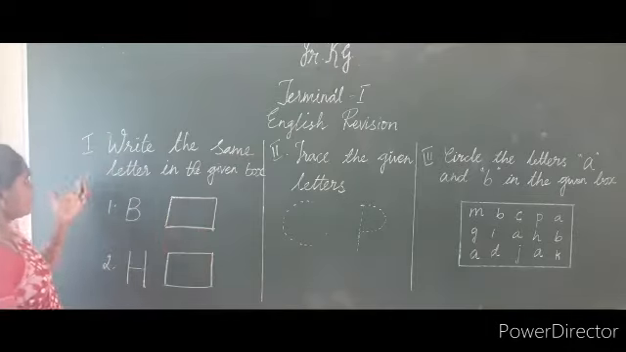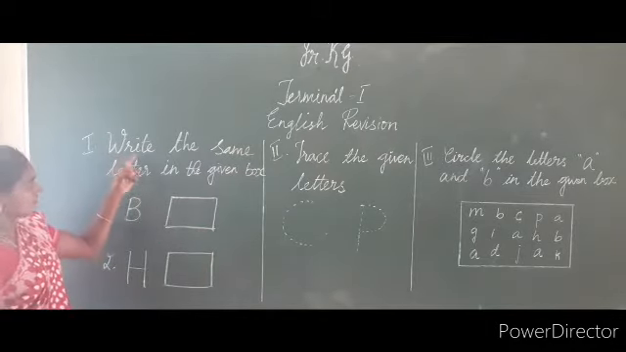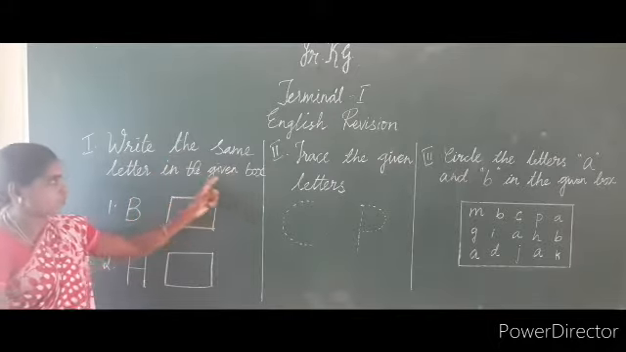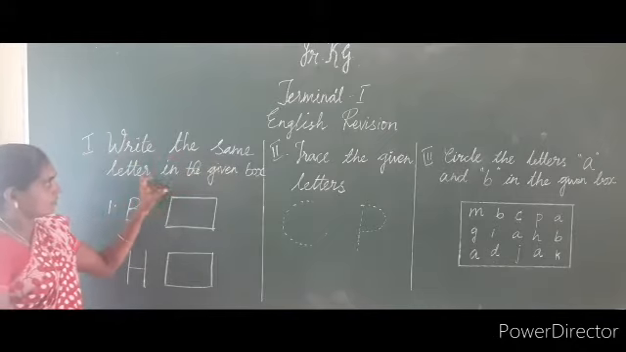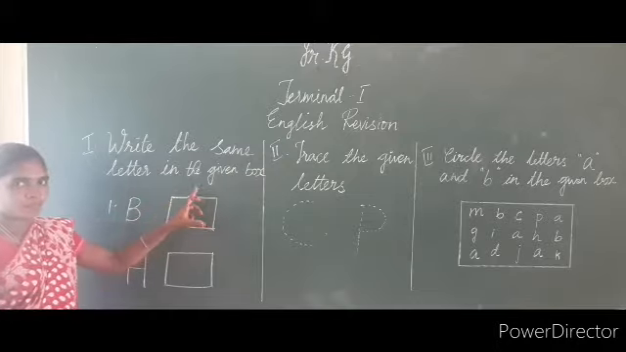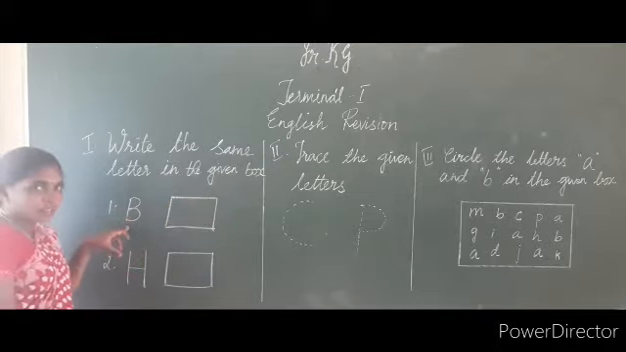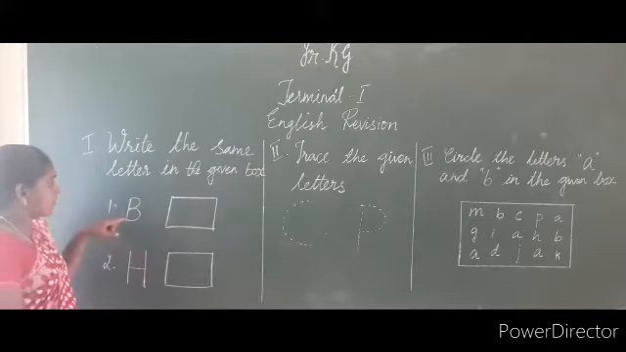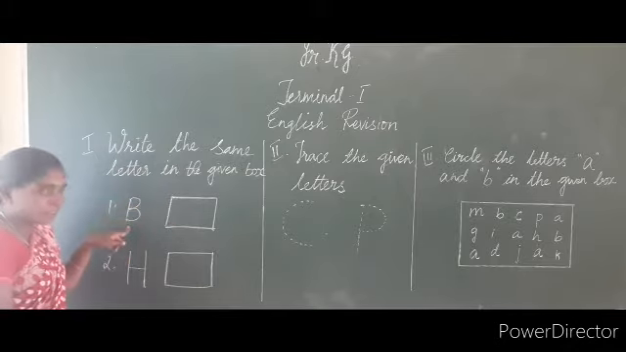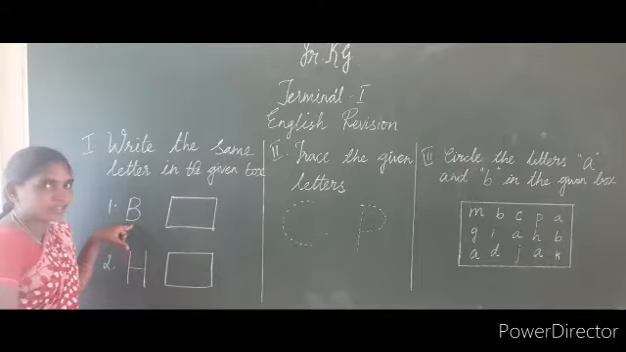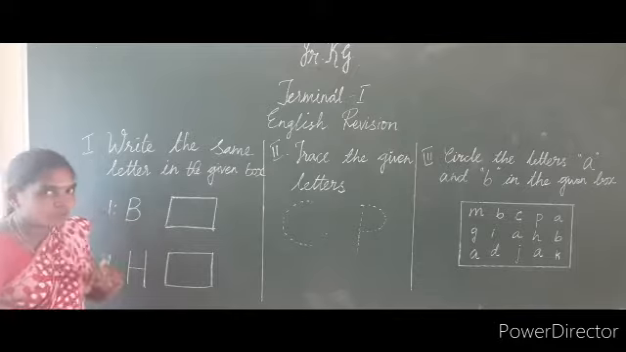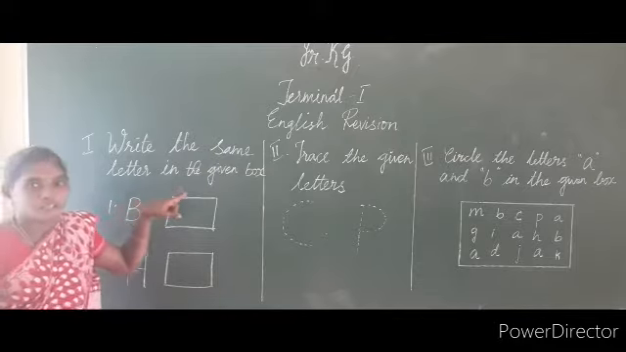What's the first one, ma'am? Write the same letter in the given box. Can you see the box here? Can you see the letter here? So what you have to do? You have to write the letter given in the box. What letter is given here? This is letter B. You have to write the same letter in this box.